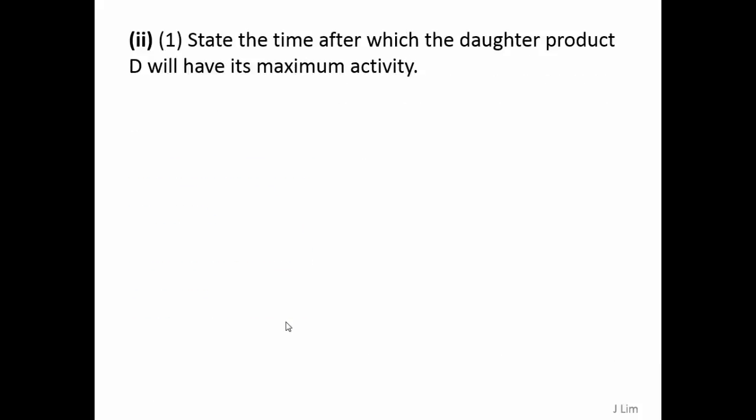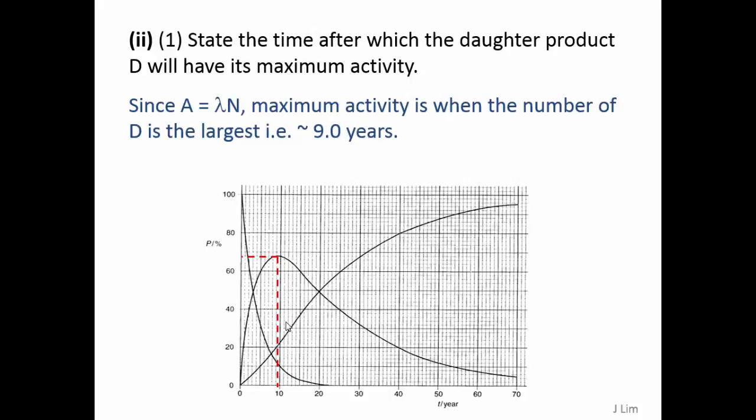State the time after which the daughter product D will have its maximum activity. Since A equals lambda N, maximum activity is when the number of D is the largest. That is at almost 9 years.